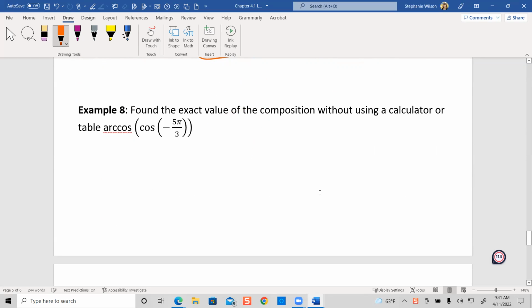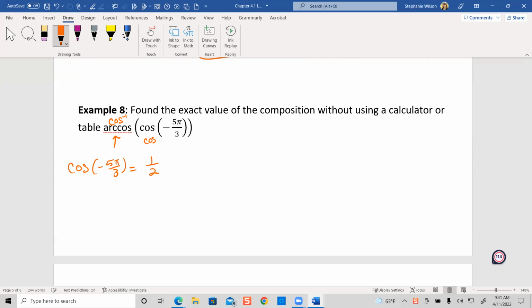Number 8 says find the exact value of the composition without using a calculator. So I'm going to take my cosine. This is taking the cosine inverse of the cosine. So we're going to take the inside first, and let's find it. Cosine of a negative 5 pi thirds, we find on the unit circle as a half.